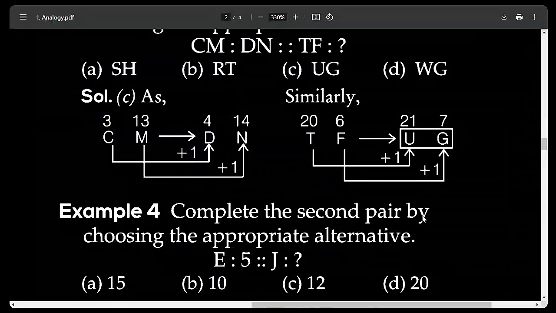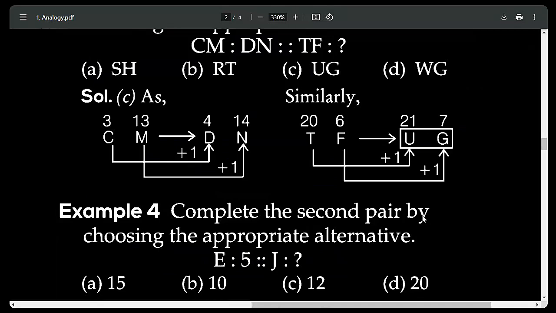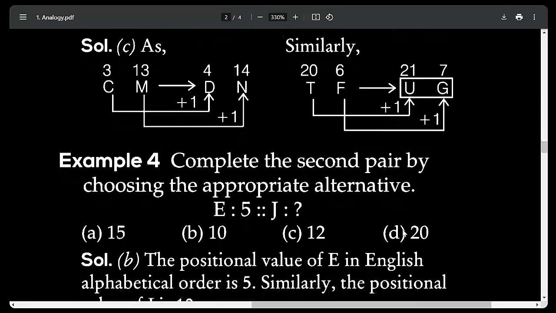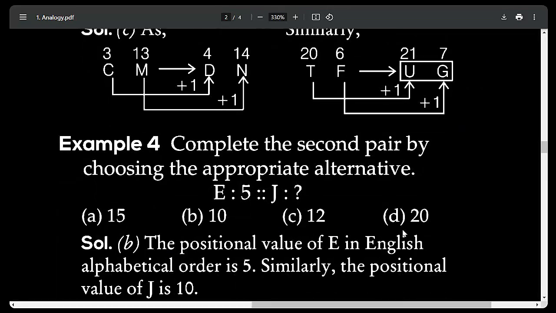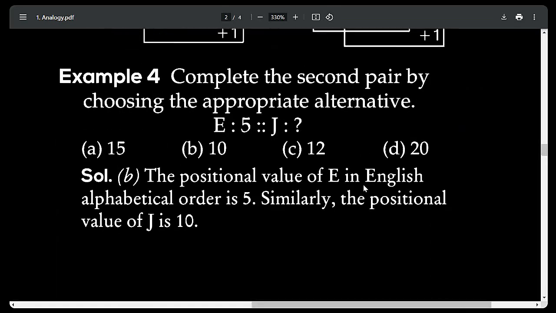One student voted D, that is 20, except that, all the remaining gave the correct answer, 10. It's nothing but their corresponding position of the letters. The positional value of E in the English alphabet is 5. If you count A, B, C, D, E, E takes the 5th position, and similarly J takes the 10th position. Very simple question.